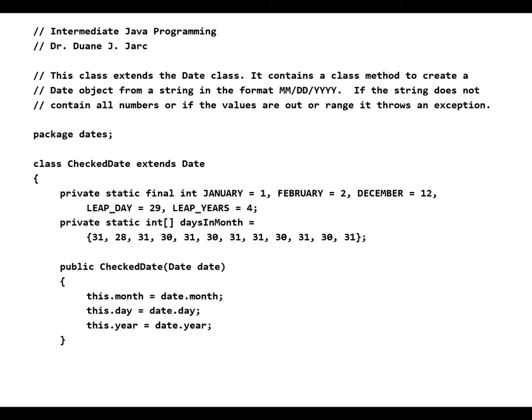Next, let's consider the checkDate class. It is a subclass of the Date class presented earlier. We will see that it makes two additional checks on the format of the date. Because checkDate is a subclass of Date, Date objects cannot be coerced to be objects of type checkDate, which is why we need this constructor that turns Date objects into checkDate objects.